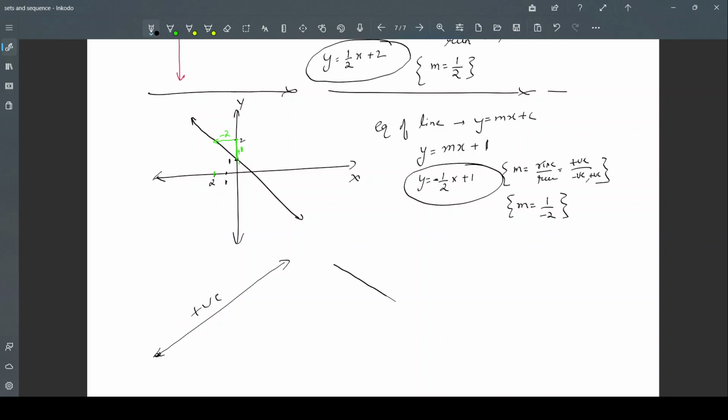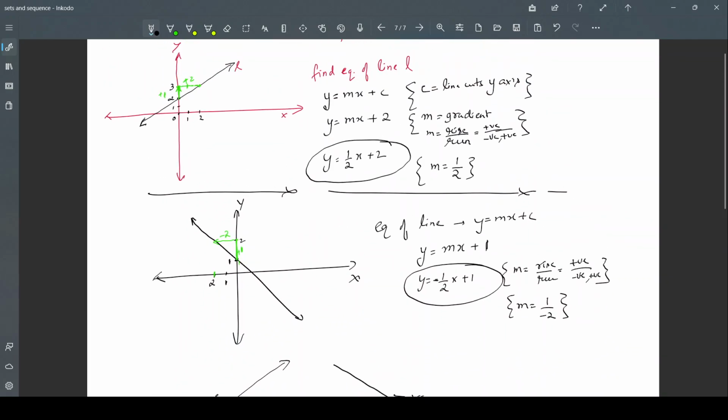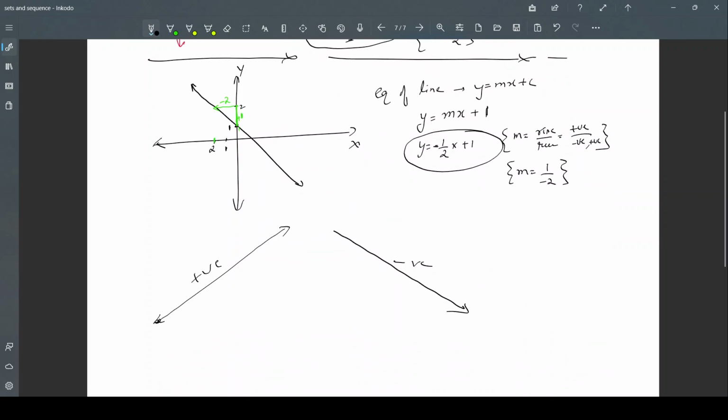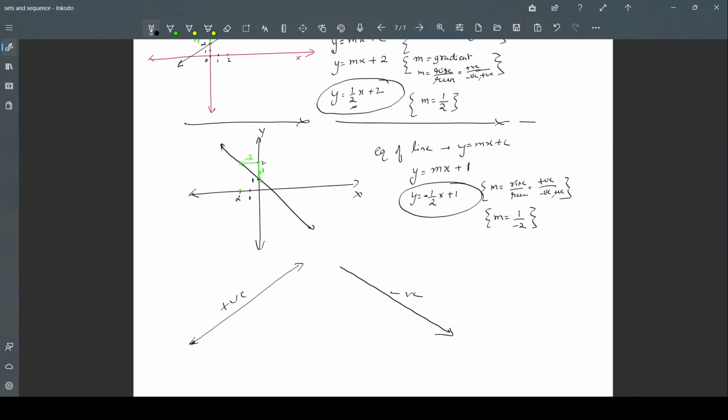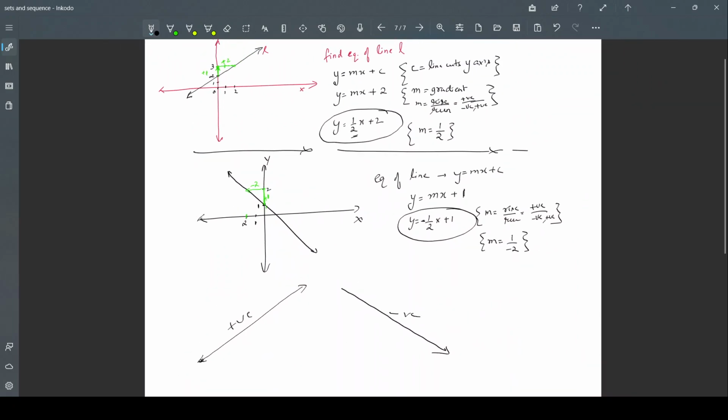If the line goes downside, it will be a negative line. Keep it in mind. Okay, that's why this line has magnitude as positive, plus 1 by 2 x, and this line has negative of 1 by 2 x. So I believe the line concept is clear. So let's take one question based on this one.